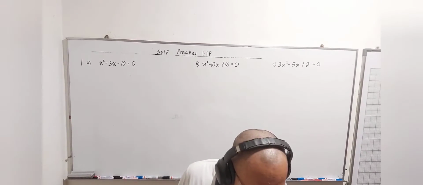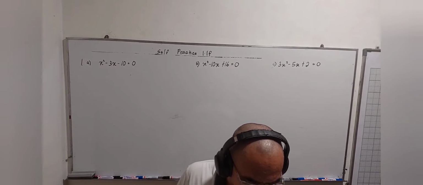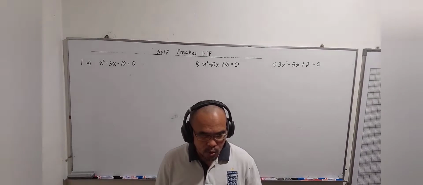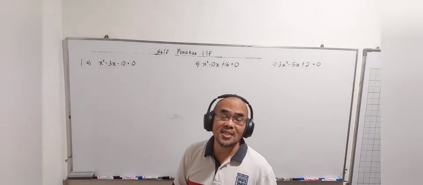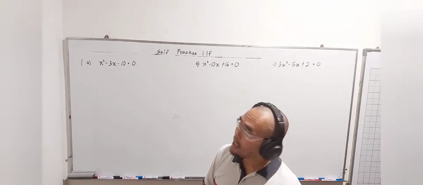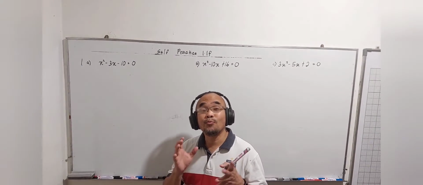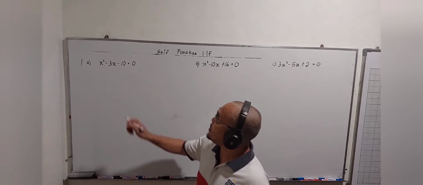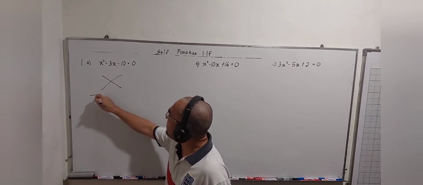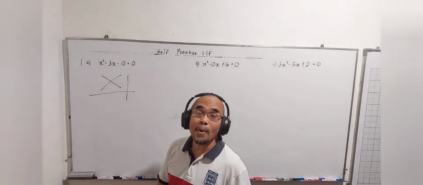So let's begin with side practice 1.1f. The question will be, determine the roots of each of the following quadratic equations using the factorization method. So factorize this, and then find the roots. We want to find the value of x. So what is factorization? It is to break it up into two parts.